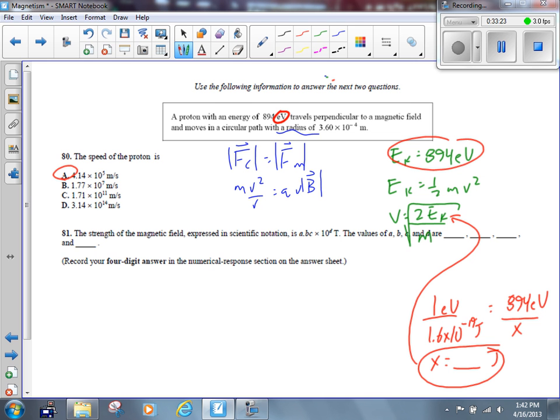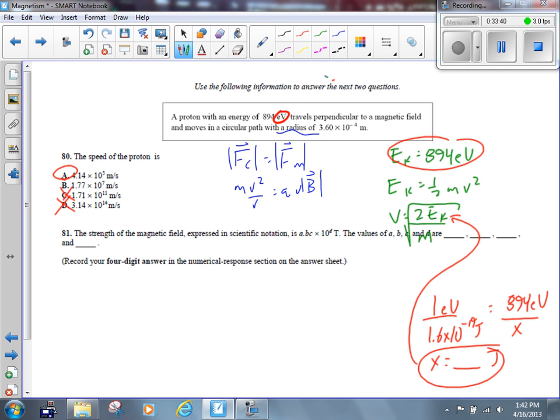How do we know right away that C and D are wrong? What tells us that C and D can't be the correct answer? They're faster than the speed of light, 3 times 10 to the 8 meters per second. So it's got to be A or B. Turns out it's going to be A as a result of this analysis.